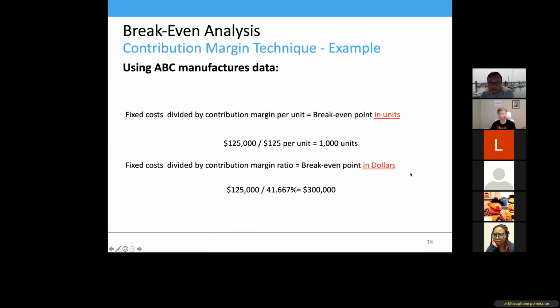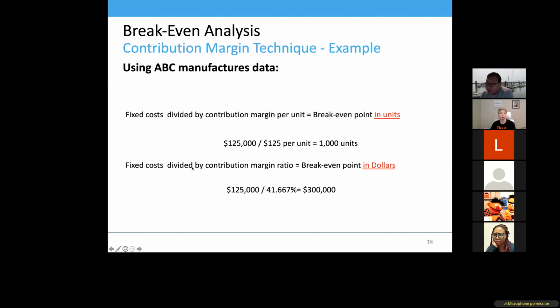In dollars, you know that each unit sells for 300. So 1,000 times 300, you should get $300,000. That's the break-even point in sales dollars.